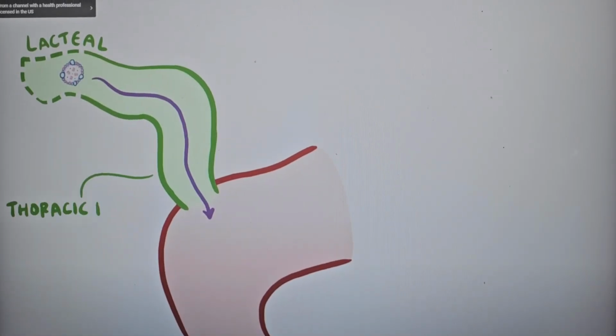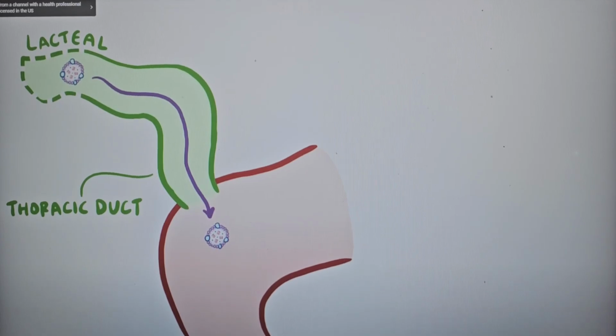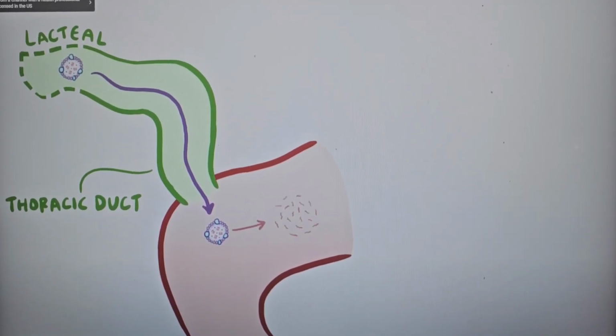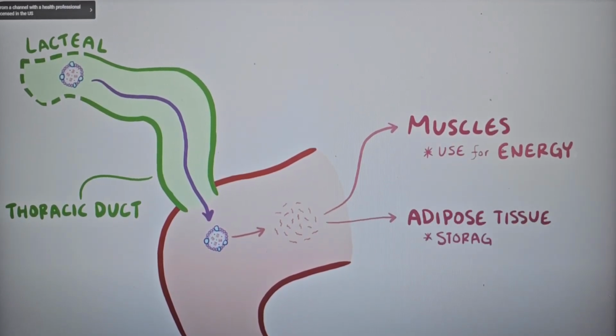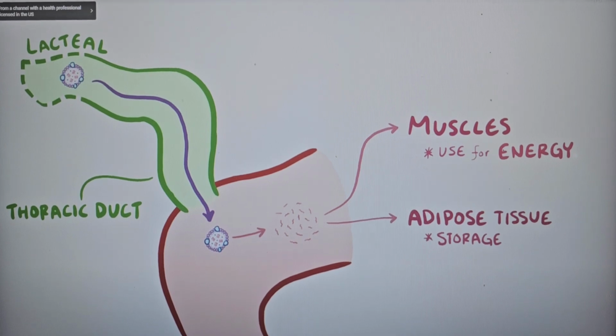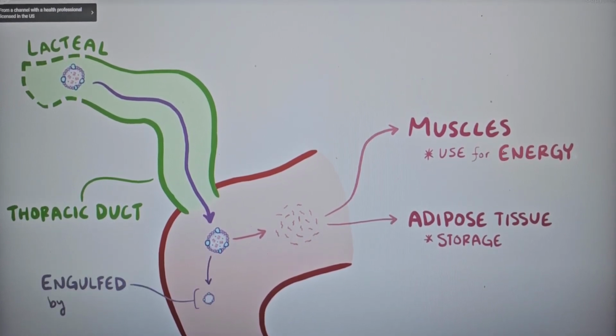From there, the chylomicron floats in the lymph and flows into the thoracic duct, and then gets dumped into the blood, essentially bypassing the portal vein. Once in the blood, the chylomicron releases fatty acids and monoglycerides in peripheral tissues like muscle, which use them for energy, as well as adipose tissue, which can store them. After delivering the triglycerides, the chylomicron shrinks in size and eventually gets engulfed by the liver.